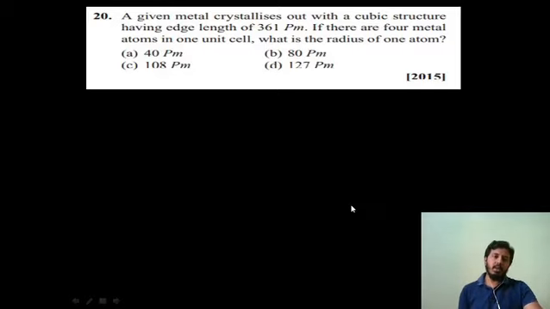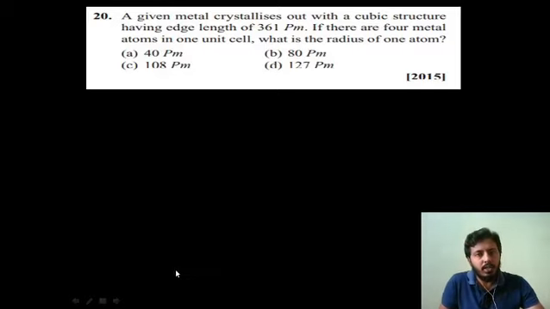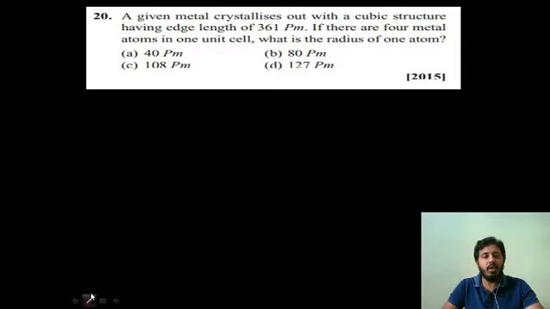20th. A given metal crystallizes out with a cubic structure having edge length of 361 picometer. If there are 4 metal atoms in one unit cell, what is the radius of one atom? They are not given directly that type of unit cell, but they have mentioned there are 4 metal atoms present, which means the type of unit cell is FCC.